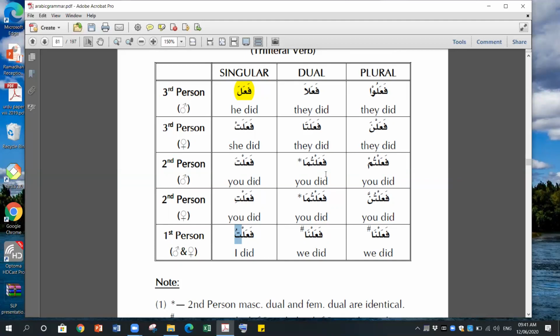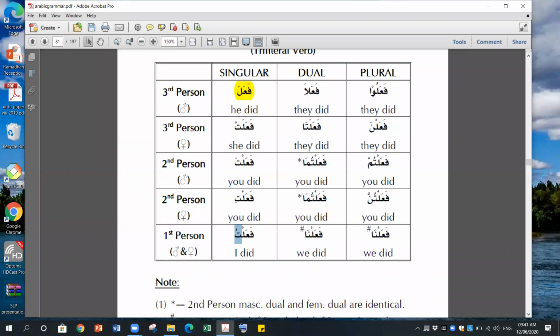Fa'ala, fa'ala, fa'alu. Now I think we are very clear that the first column is singular, the second is dual and the third is plural. If you cram it like that, it's rote learning, but it is easy. It will help you to recognize the verbs in the Quran, inshallah.